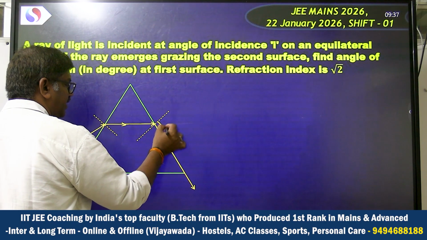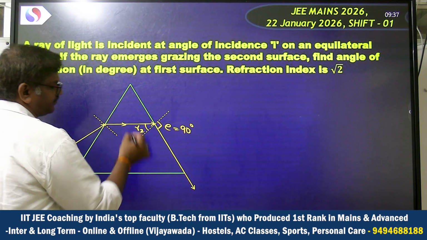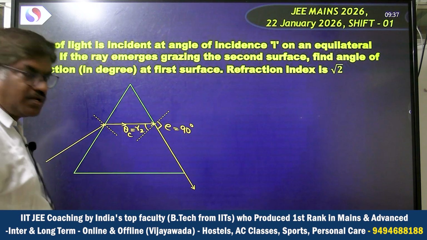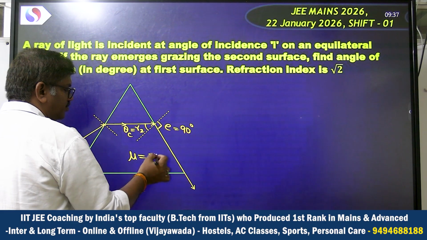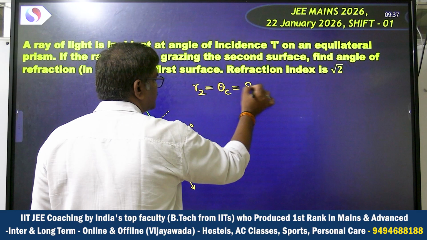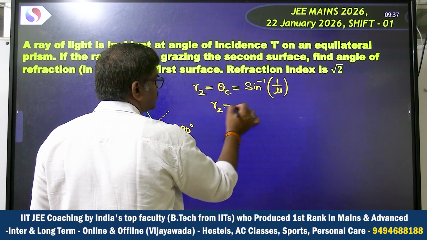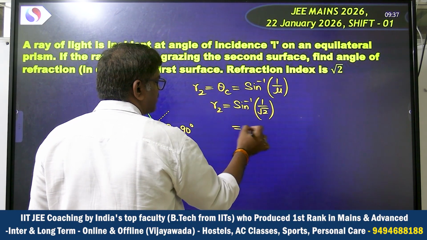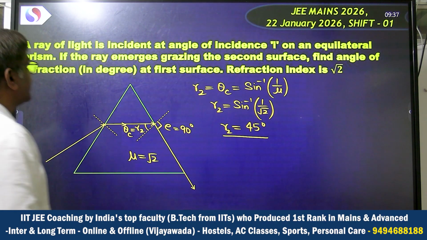This is grazing means your E will be 90 degree, and if E is 90 degree, this R2 becomes theta C, the critical angle. Alright, corresponding to critical angle, what is the angle of refraction? That will be 90. So this is root 2. So R2 will be equal to critical angle, which is sine inverse of 1 by mu, gives me 1 by root 2, and sine inverse of 1 by root 2 gives me 45 degree. That means R2 is 45 degree.